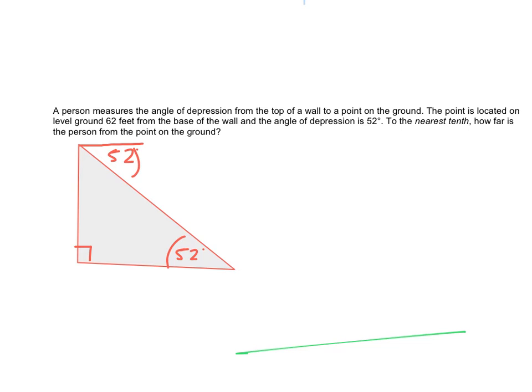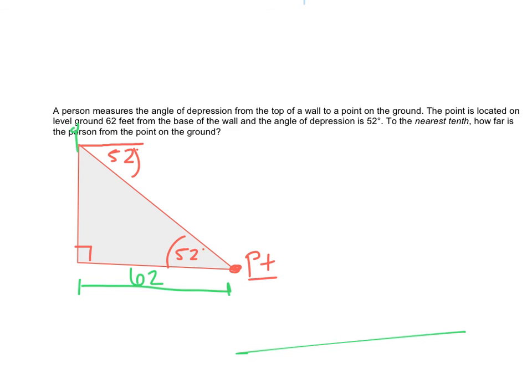A person measures the angle of depression from the top of a wall to a point on the ground. Let's make this our point. The point is located on level ground 62 feet from the base. So this is 62 feet. Okay. And the angle of depression is 52 degrees. To the nearest tenth, how far is the person from the point on the ground? Okay. So I want to figure out how far.